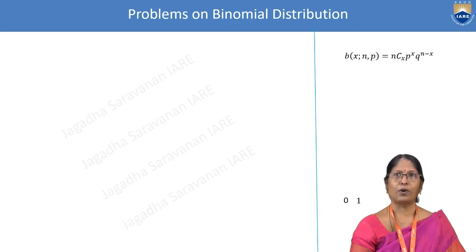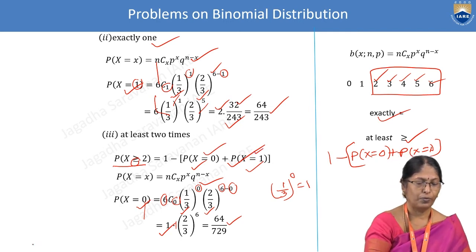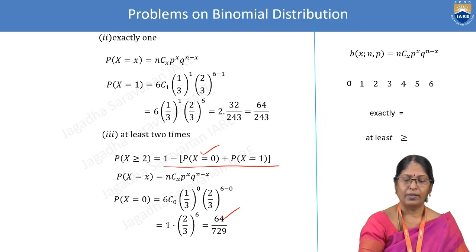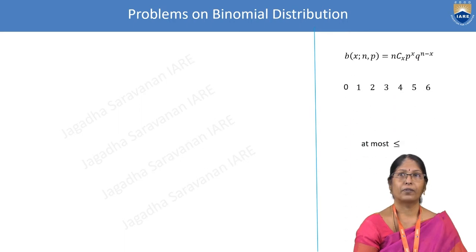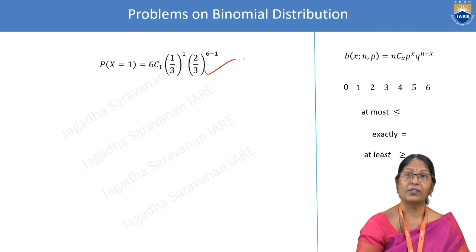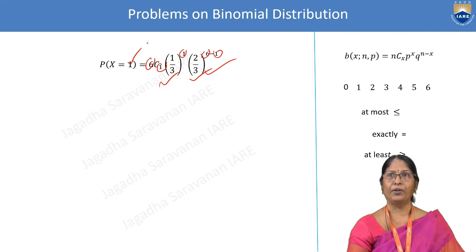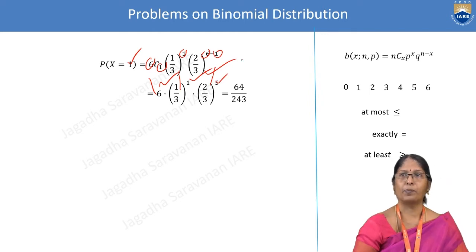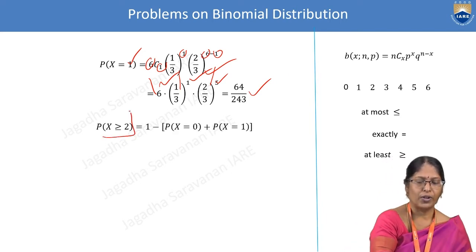We solved the first part completely. Now x equal to 0 we completed. Now we will move to substitute here. This part here we completed. This P of x equal to 1 we have to do it. So we can see it here. This is the place for n, p, q. This place is for x, that is our x equal to 1. 6C1 is 6. This as it is. 6 minus 1, the power is 5. 64 by 243. So what is the question which is asked?